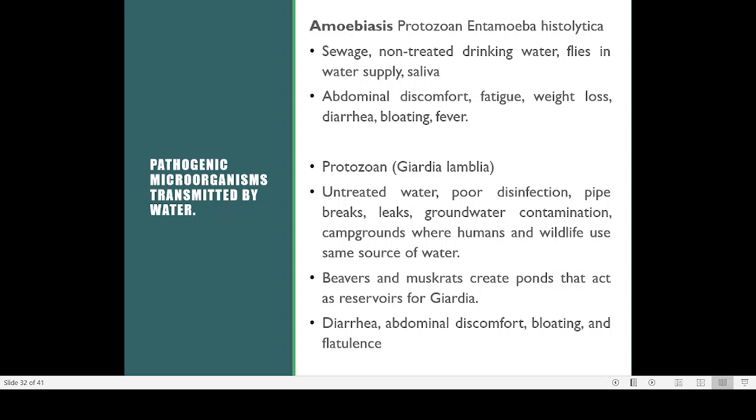So one type is amoebiasis. You might have heard about amoebiasis. And usually amoebiasis is caused by a microorganism known by the name Entamoeba histolytica. So you have to remember the name of the microorganism as well as the name of the disease. Then the symptoms to some extent are similar. You can easily explain. So just remember the name of the disease as well as the name of the microorganism. It is a protozoan.